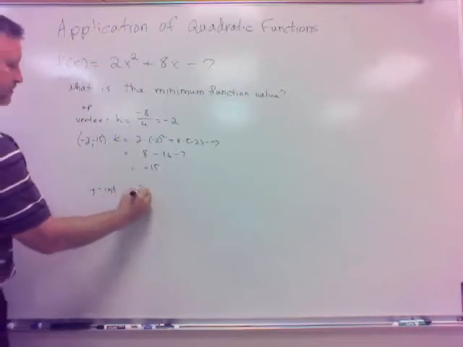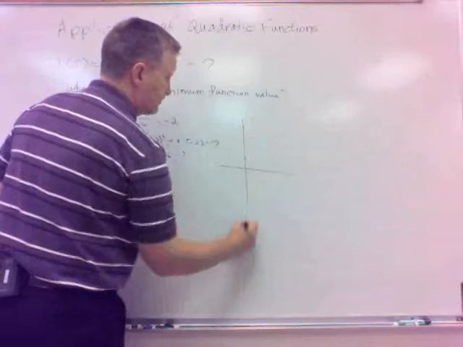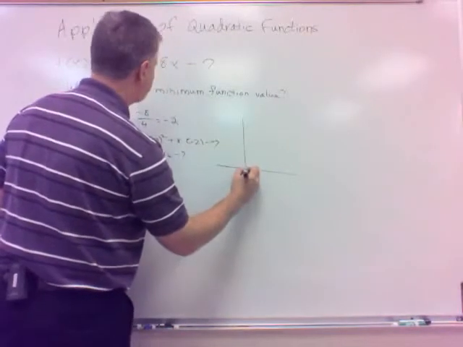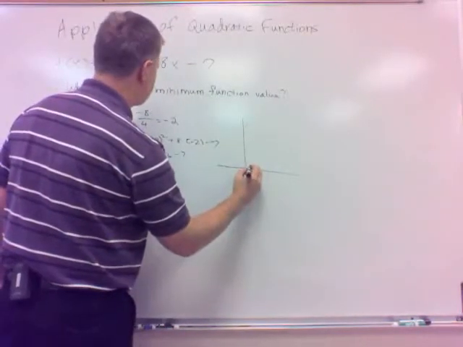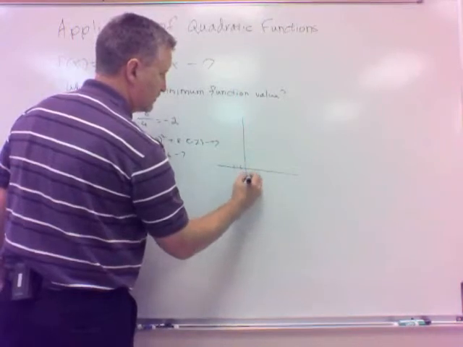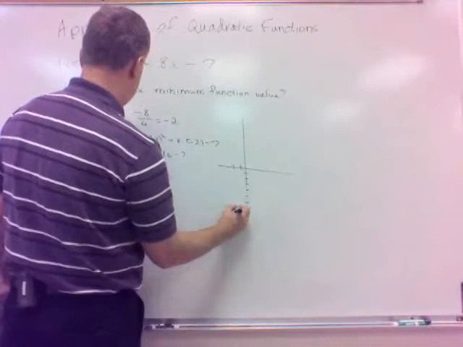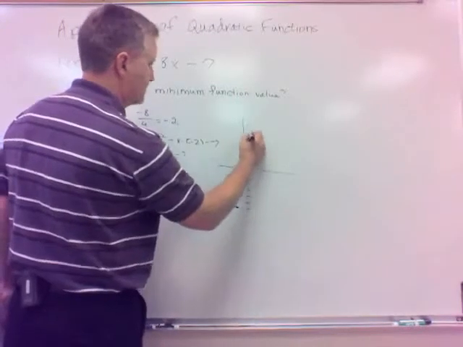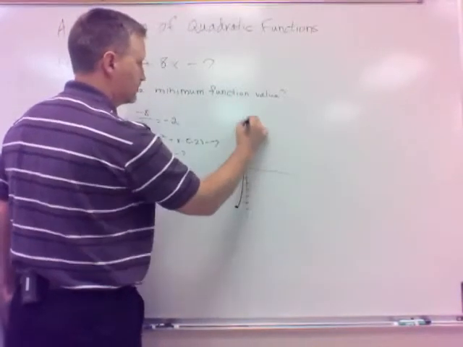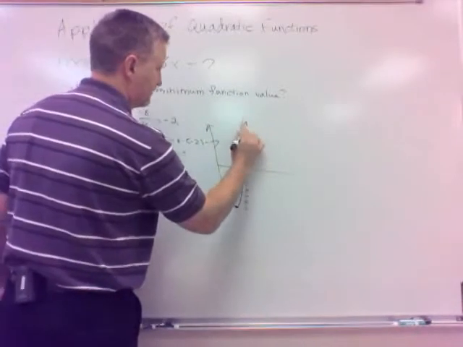Just doing that real hurriedly, we get this. Negative 2, and negative 7. The y-intercept is positive 7. So we get this, or something close. All right, we'll say so.